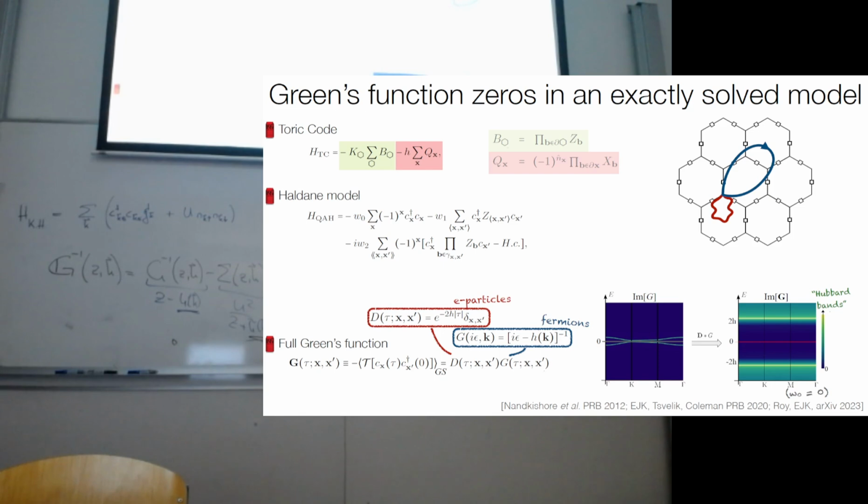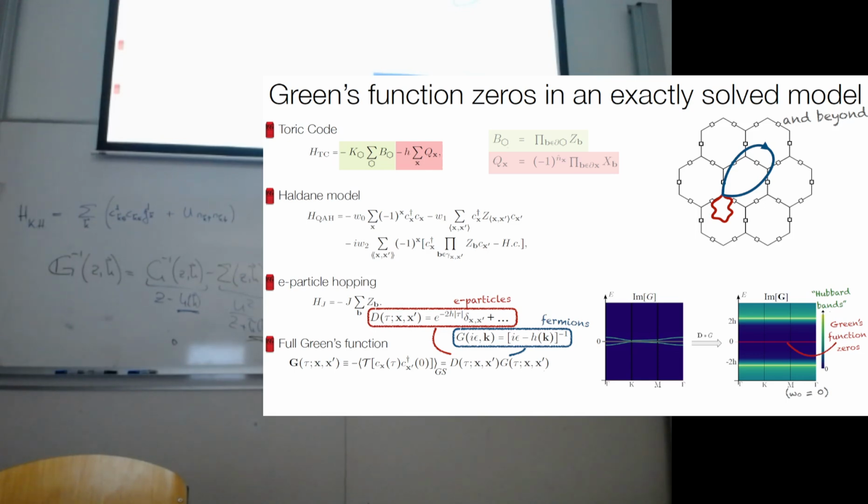Okay, so I said that these guys here are Hubbard bands, and that these zeros here are non-dispersive because the model is such that the Green's function is completely local, so there's no dispersion whatsoever. So we have to perturb about this limit to get any dispersion of the Green's function zeros.